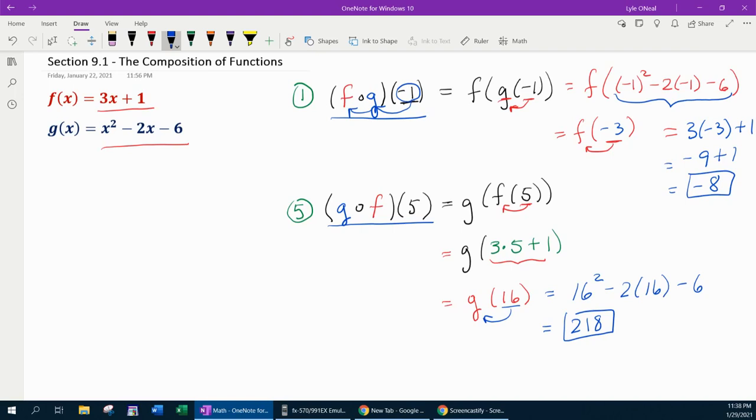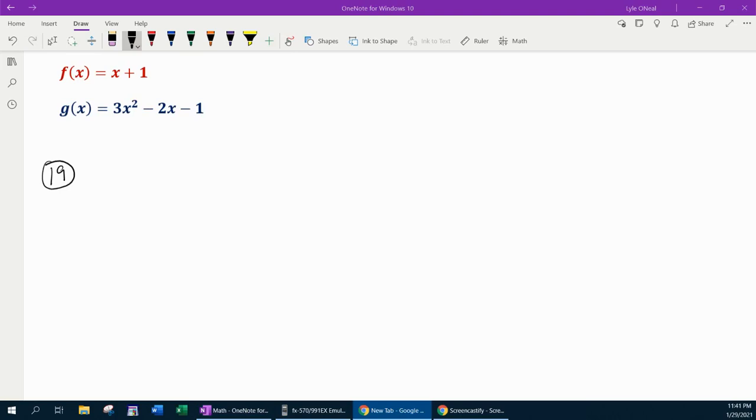And I do think it's important to point out that the order that the f and the g come in is definitely important. Did you notice the negative 1 plugged into g first, but the 5 plugged into f first? So the order that those functions are in is definitely going to matter. And that's it for the two examples that we're going to look at where we evaluate the composition of functions. Now for our next example, number 19, here we're given two new functions, a new f of x and a new g of x.